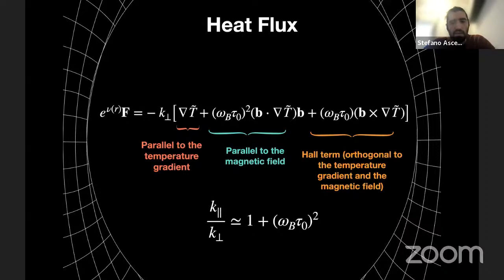And they are in a relation that can be expressed by this approximate relation, sorry. So the ratio between the two is equal to 1 plus this number, (omega_B tau) squared. I will tell you later what is the physical meaning of omega_B tau. I just tell you that when the magnetic field is 0, omega_B is 0, and so these two terms vanish, and we have only the term parallel to the temperature gradient.